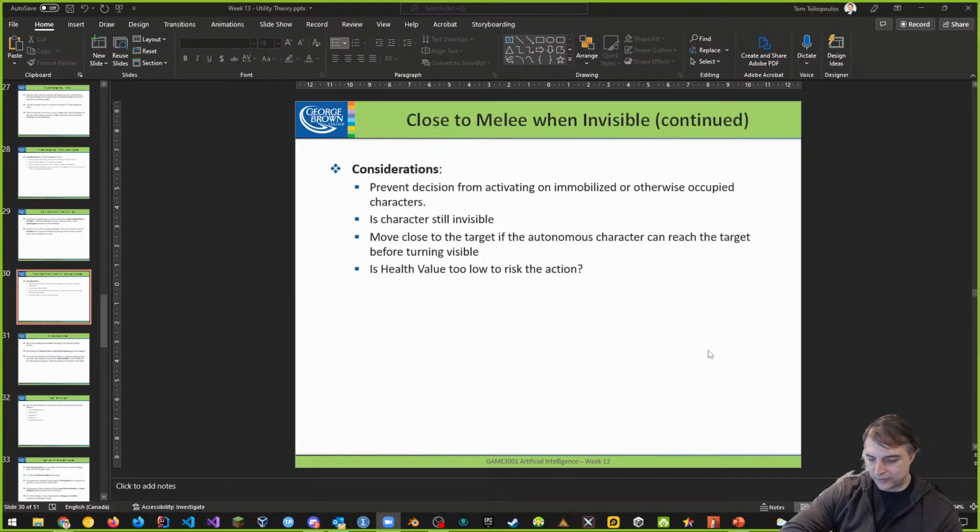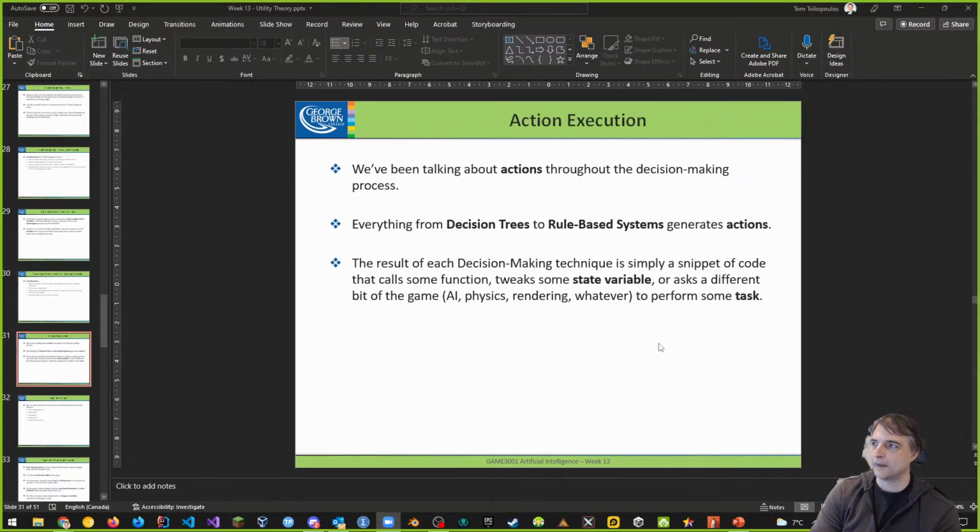So any questions about utility theory? Again, utility theory is take a lot of different things into account, and then you come up with a number, really, at the end of the day. Let's talk about action execution. So far we've been talking about actions throughout the decision-making process.